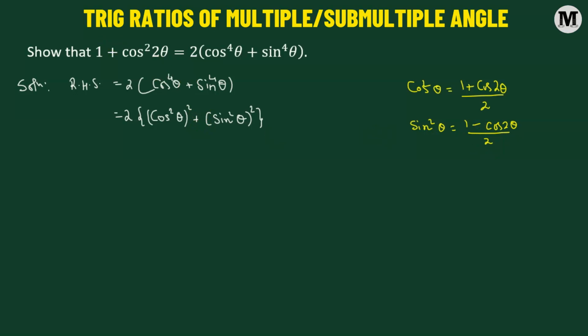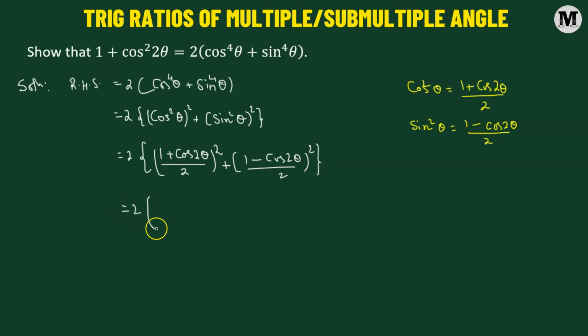So let's substitute these values. We have 2 times 1 plus cosine 2 theta whole divided by 2. We are going to square this value, and then we are going to add it to 1 minus cosine 2 theta divided by 2 whole squared. So let's compute the value.